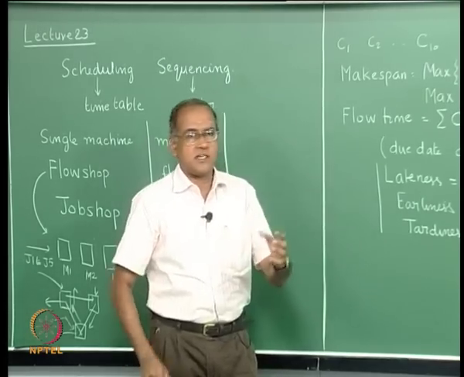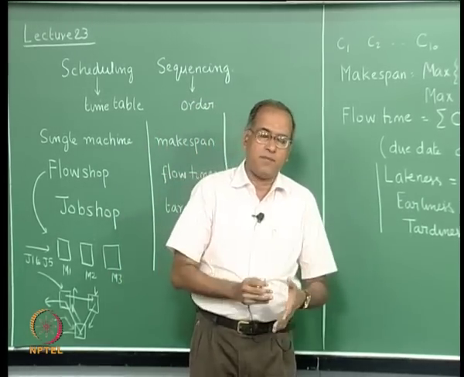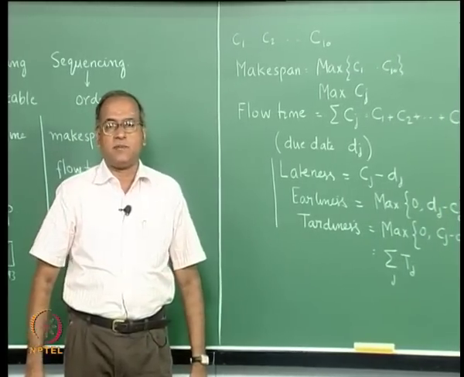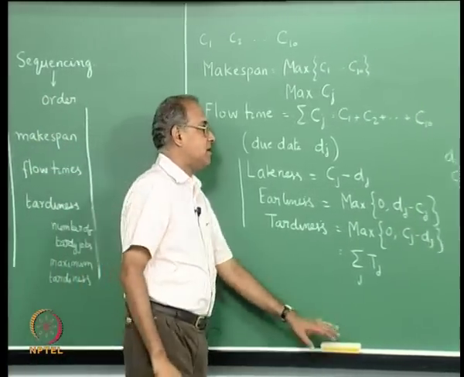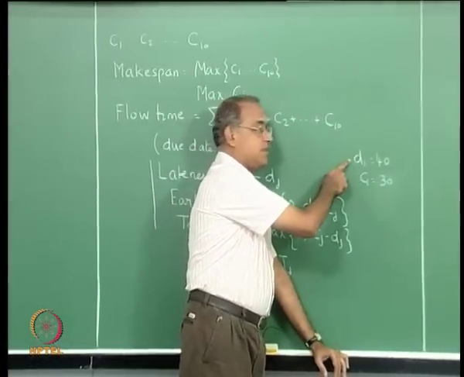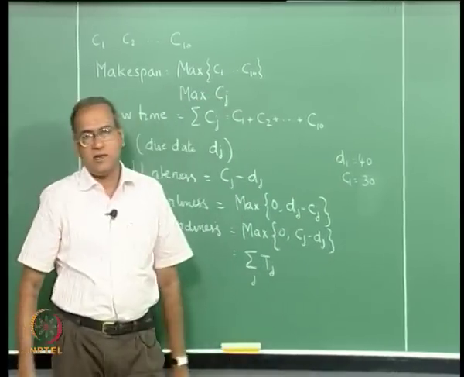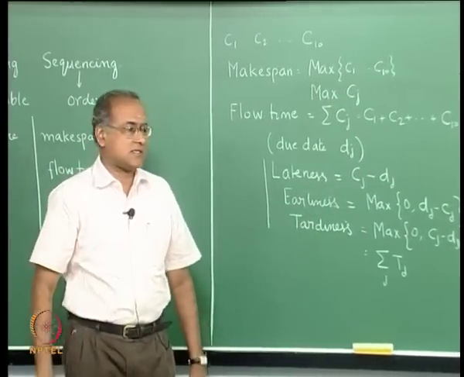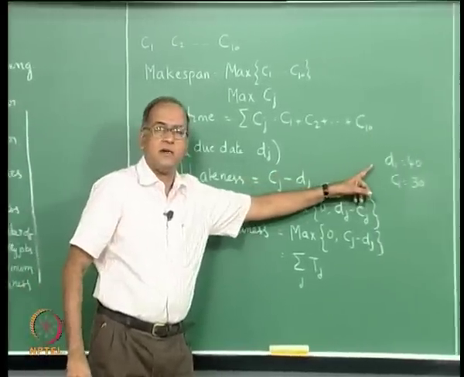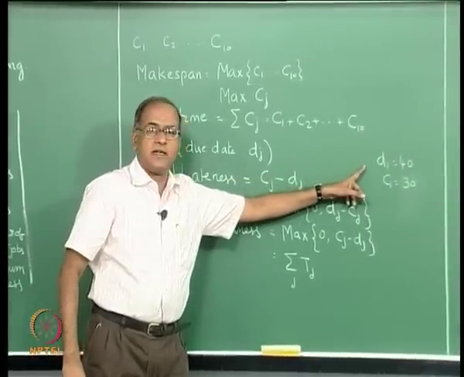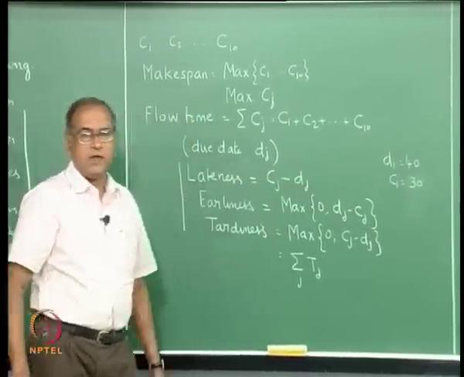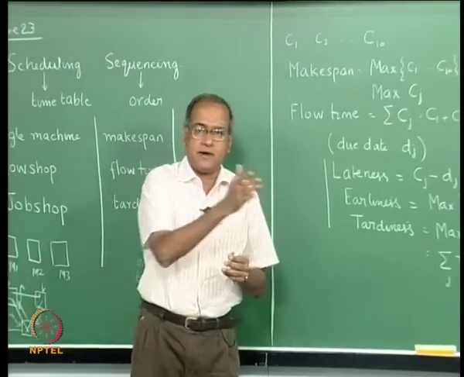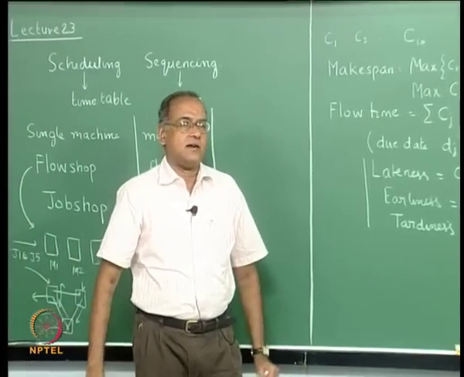Alternately, the finished job can remain in the shop till the due date is reached, after which it can be shipped, because the customer would expect this to be shipped at D1 equal to 40. Whether the customer is an internal customer or an external customer, the customer would like this to be shipped at D equal to 40.